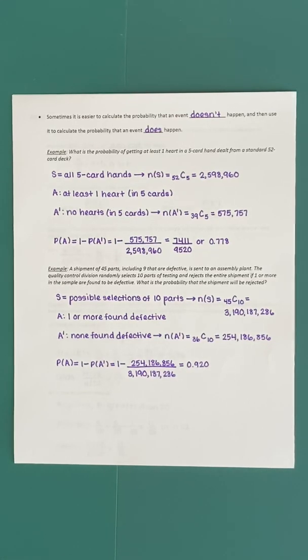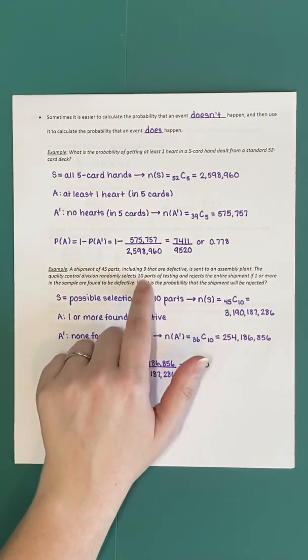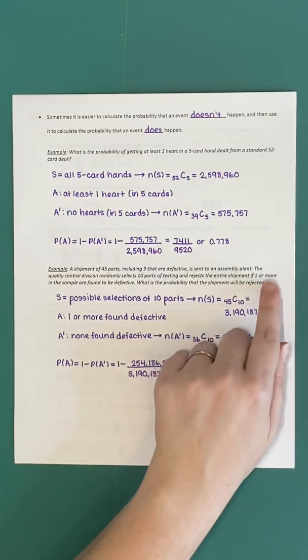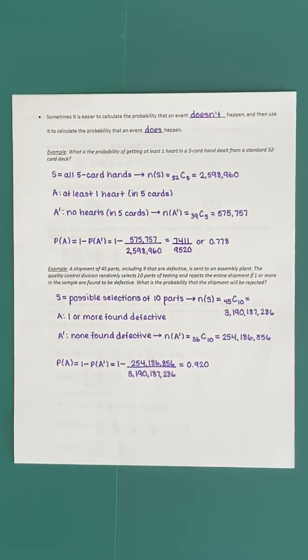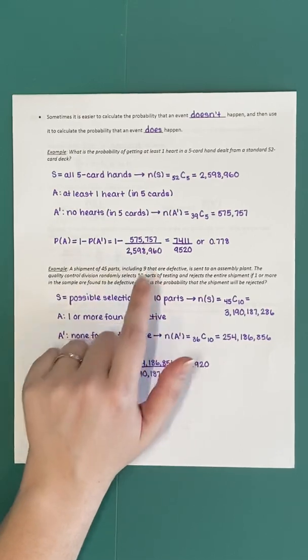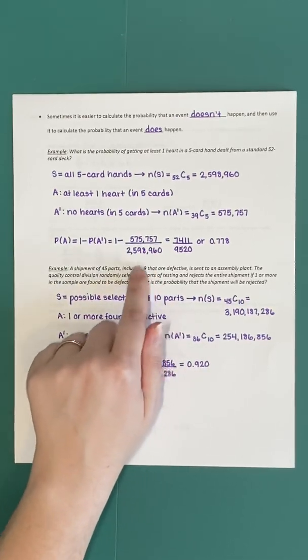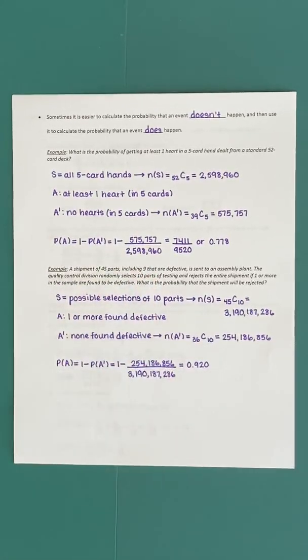Another way of translating that is what's the probability that they test the 10 parts and they do find 1 or more that are defective in the sample. So there's 9 that are defective. All they would have to do is, out of that group of 10, end up drawing 1 of those potential 9. Okay, so that's in general what's happening in terms of the situation.